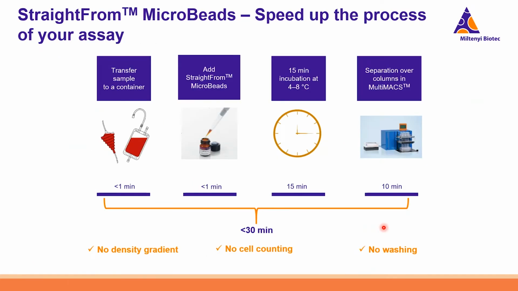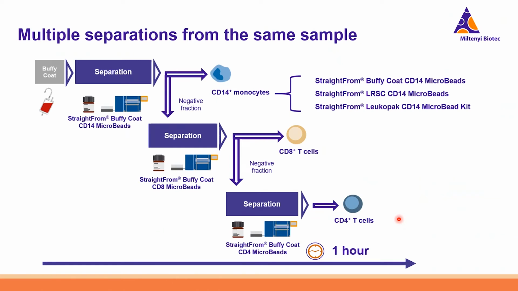Before I introduce you to our StraightFrom solutions for monocytes, let me say a few words about the StraightFrom technology. The StraightFrom technology enables the separation of highly pure cells directly from different blood sources with all the benefits of MACS microbeads, as well as easy and fast enrichment of leukocytes. So no need for density gradients, no need for cell counting, no need for washing, and no erythrocyte lysis is required. This technology enables multiple separations from one sample.